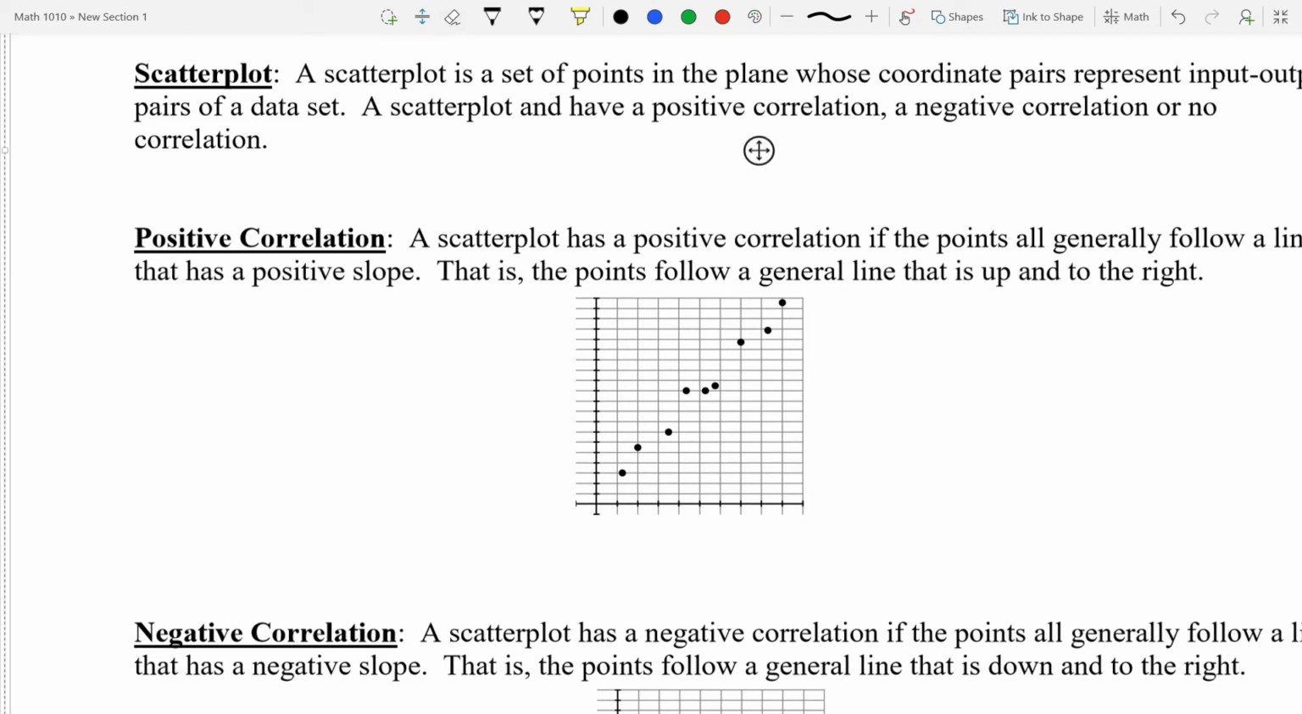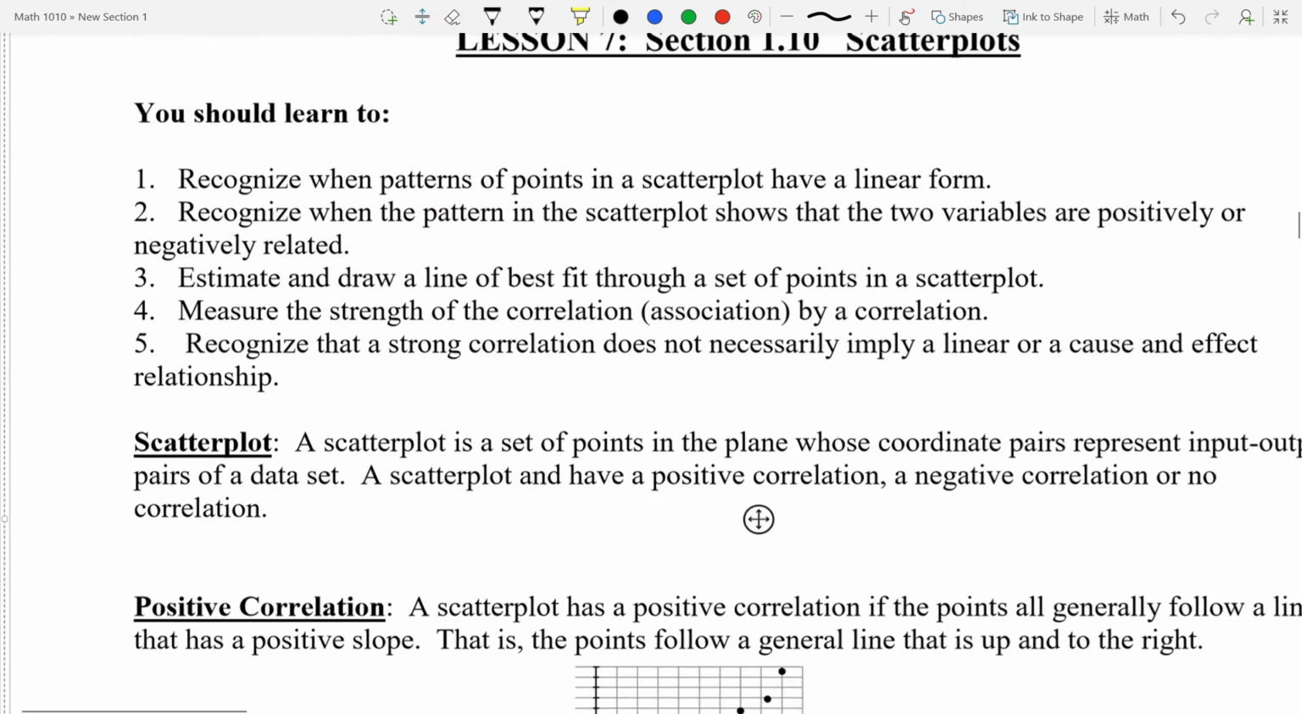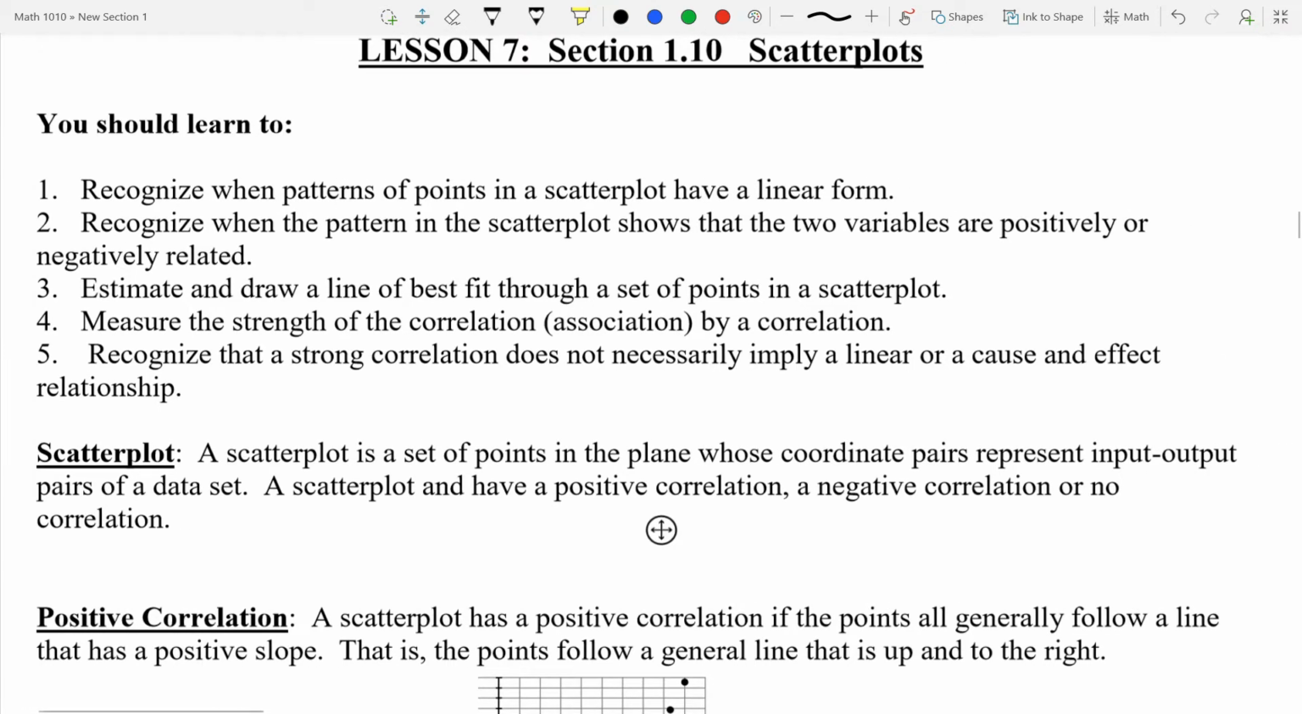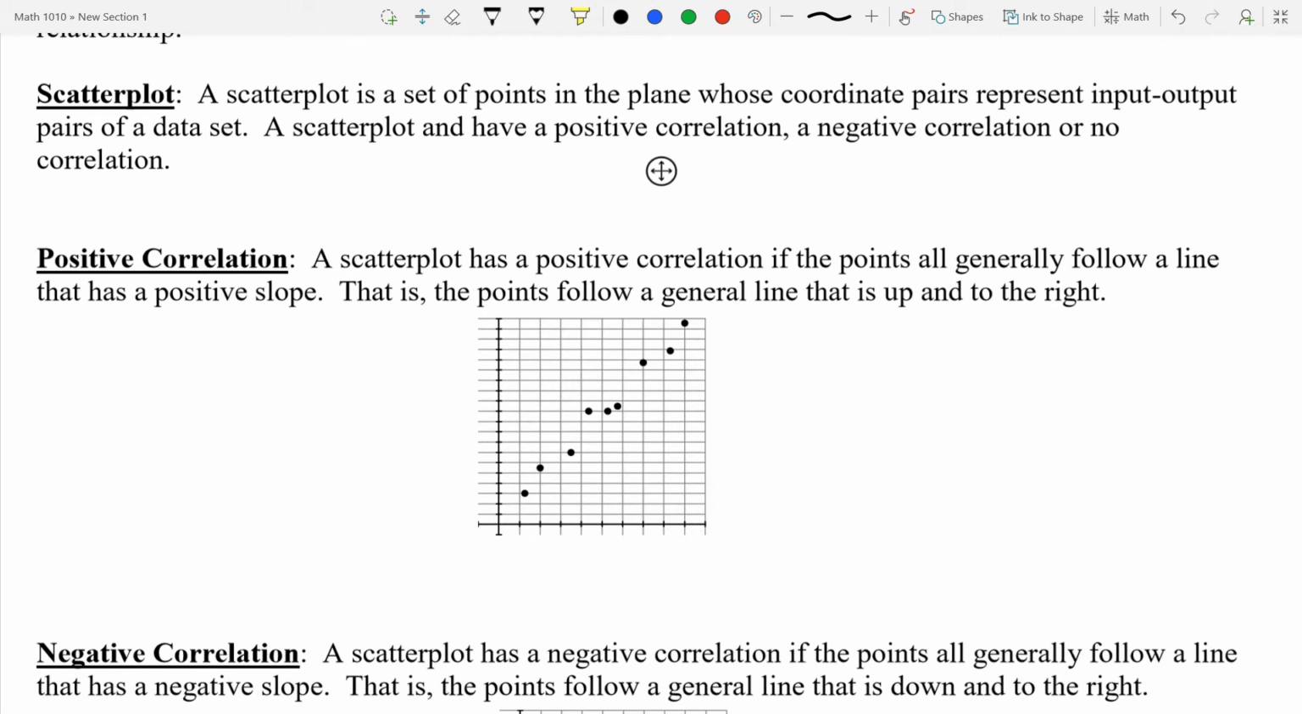All right, attempt number 2. So this is lesson 7. Sorry, I know I already said this, but I want it on the recording.